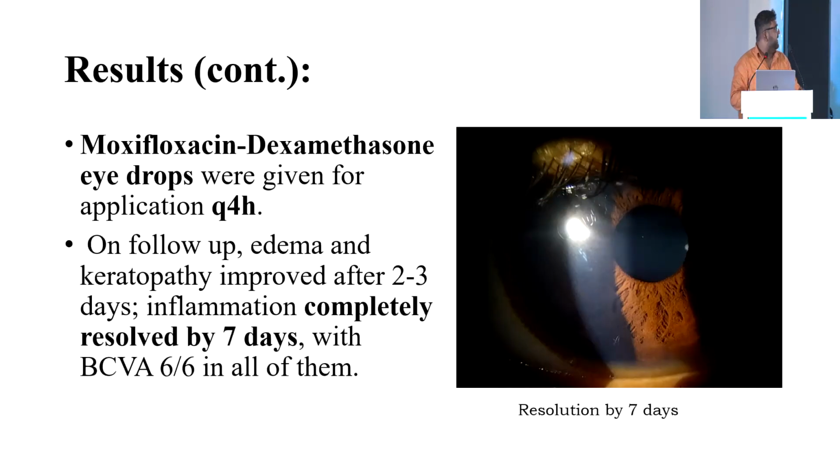Now we assured the patient, upon taking the history, that it has been caused most likely by the Calotropis, and we gave moxifloxacin dexamethasone eye drops to use 6 times per day. And on follow-up, the edema and keratopathy improved after only 2 to 3 days, and inflammation completely resolved by 7 days, as we can see in the picture, and BCVA came back to 6/6 in all of them.